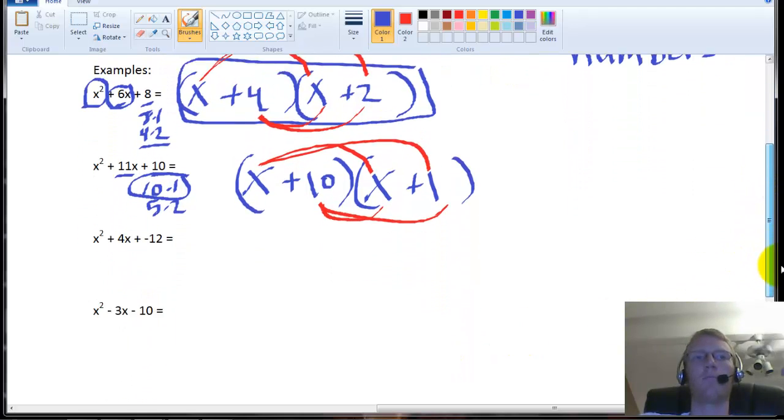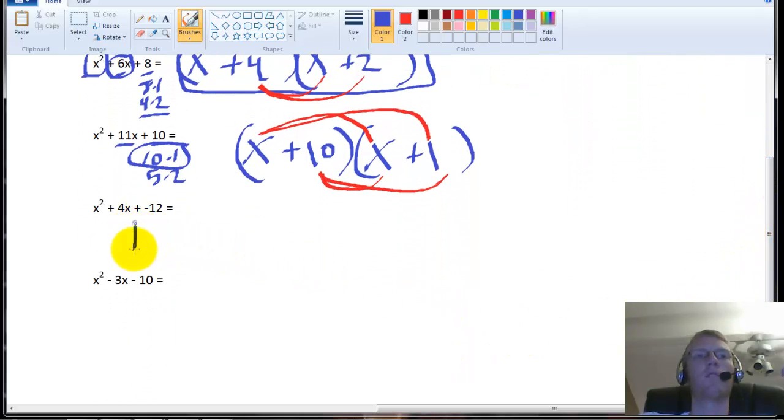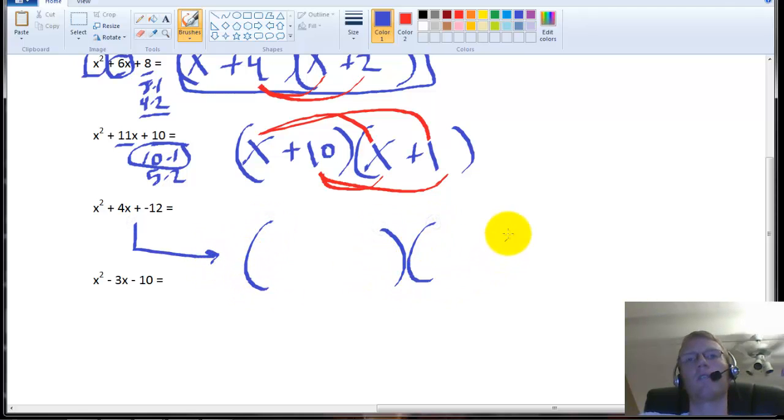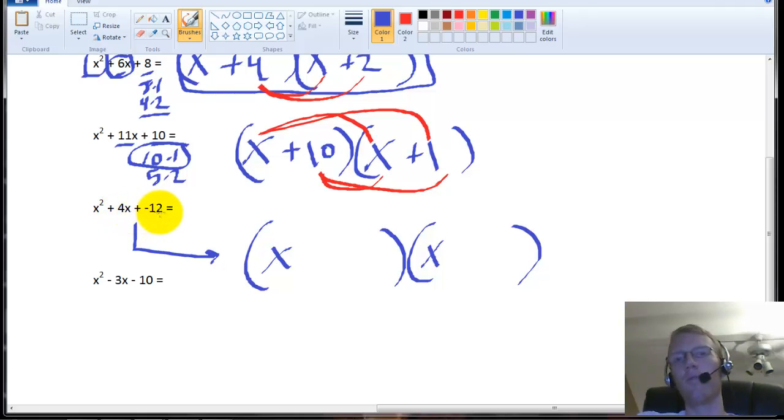Let's go on and do another couple of examples. So we'll take this guy over here. So we can write down our set of parentheses. Since we start with x squared, we can put x times x, automatic. Two numbers that multiply to negative 12 and add up to 4. Okay? The only way you can multiply to a negative is if one is positive and one is negative. Okay? When you add a positive and negative number, they kind of cancel out a little bit.